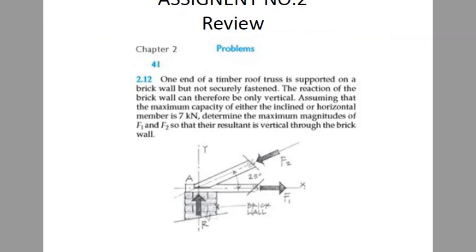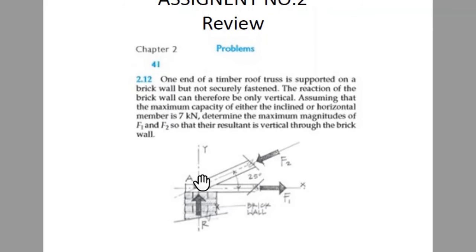Alright, now let's look at problem 2.12. This one reads, one end of a timber roof is supported on a brick wall, but not securely fastened. The reaction of the brick wall can therefore be only vertical. Assuming that the maximum capacity of either the inclined or horizontal member is 7 kN, determine the maximum magnitudes of F1 and F2 so that their resultant is vertical through the brick wall.